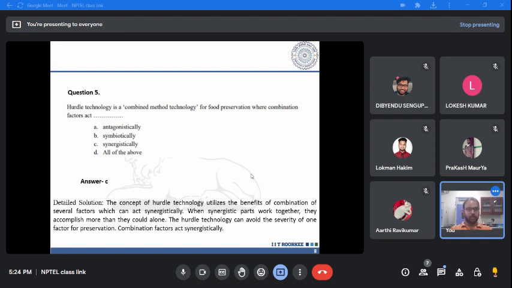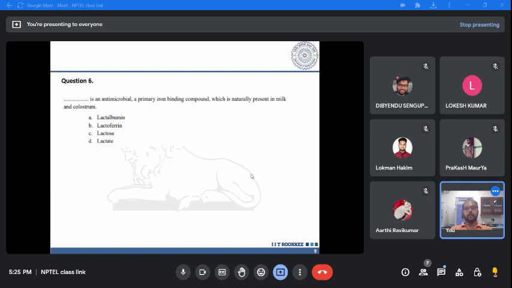The concept of hurdle technology utilizes the benefit of a combination of several factors which act synergistically. When synergistic parts work together, they accomplish more than they could alone. Means if we apply only heating, or only packaging, that will not be enough for saving any product. If we combine all the technologies, all the processes, that will be more reliable and it will sustain for a longer time. The other technology can avoid the severity of one factor for preservation. Combination factors act synergistically. So the answer is synergistically.